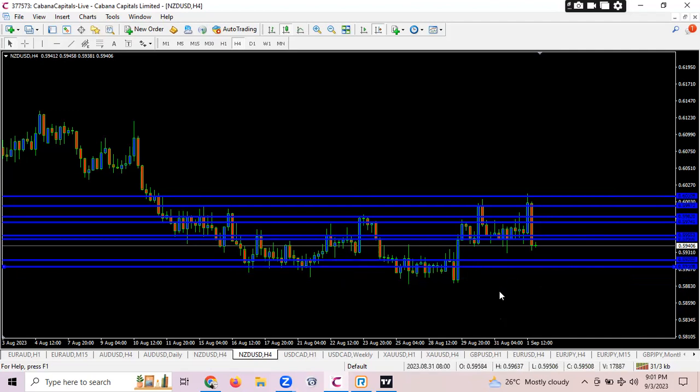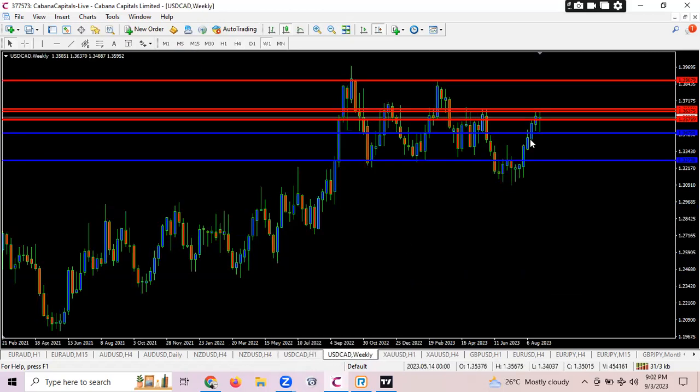If this support is broken, since DXY is bullish, you should expect more bearish move on New Zealand USD. I hope you are following. So New Zealand USD, sell below this support zone. Okay, let's move to the next pair.